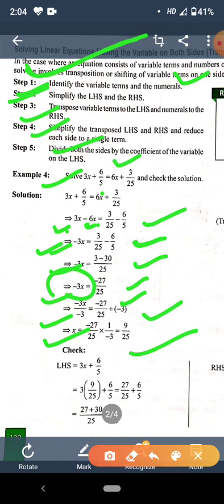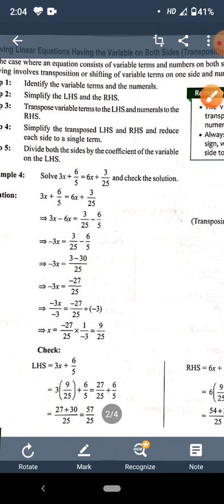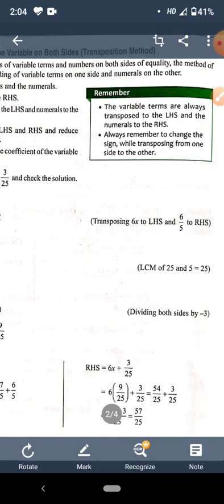From here you will get 9 by 25. Whatever value you are getting, put it back in the question, and your left hand side and right hand side will be equal. So what is the task, beta? In simple words, I am telling you, make the variables together, make the numbers together, and do the simplification. Simplification means your calculation. Okay, so let us do it.